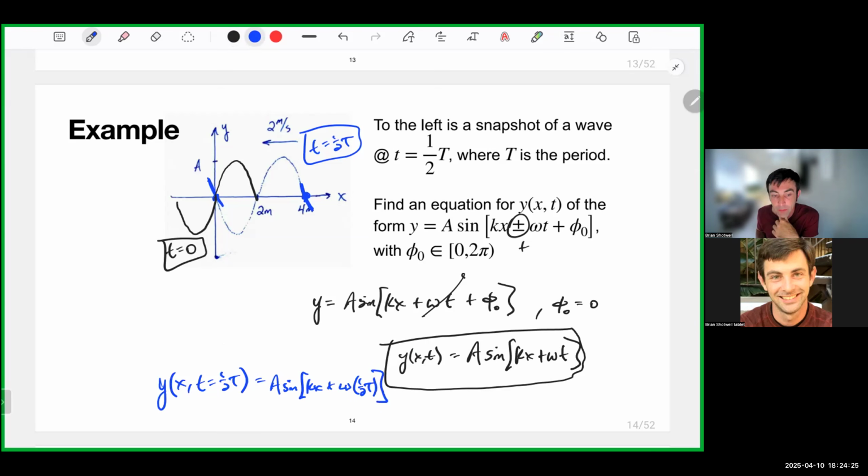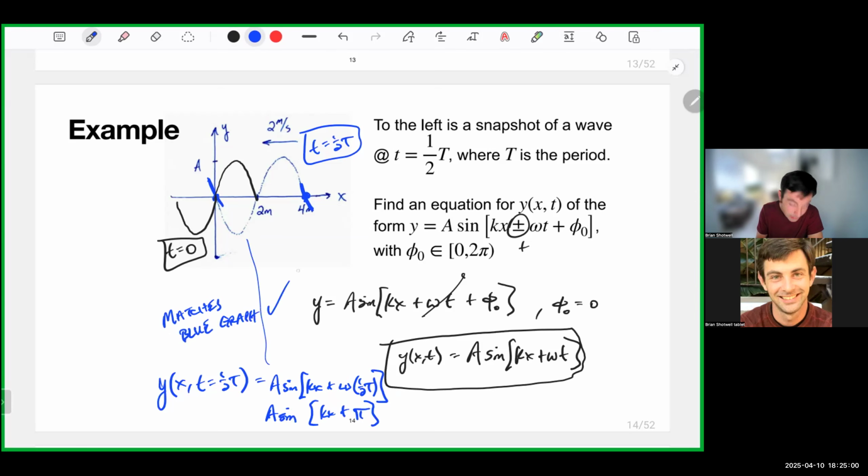Now, omega times 1/2 of a period, if you plug in for omega in terms of capital T or capital T in terms of omega, you'll see that that's exactly pi radians. Kx plus pi radians, which makes sense because half a period should correspond to a phase of half a cycle, which is pi radians. So you have y equals a sine of kx plus pi. So you have a sine and you've shifted it 180 degrees. And that's exactly what this matches, the blue graph, which is great. That's a verification that our answer is okay.